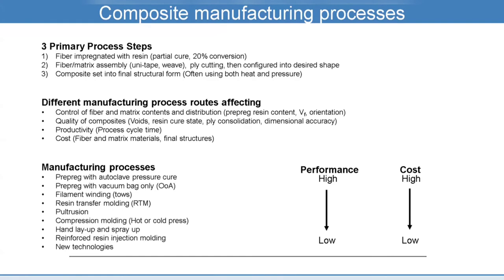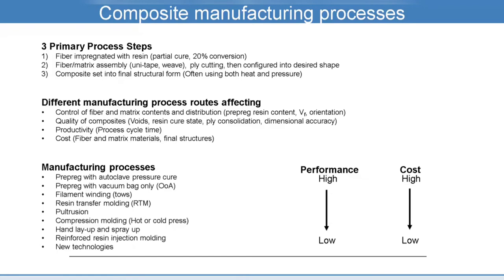There are three primary process steps in composite manufacturing. You have the fiber impregnated with the resin, which is basically a partial cure, so it's not fully cured. When I say full cure, I'll discuss it more later, but it means that the composite has fully hardened. The resin has hardened completely and is going to retain its shape.